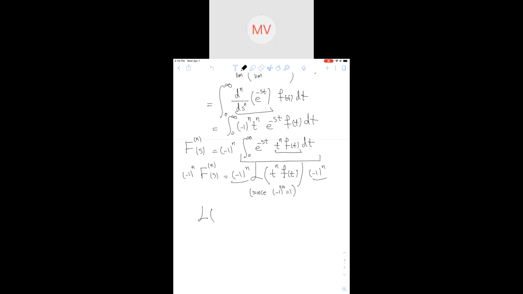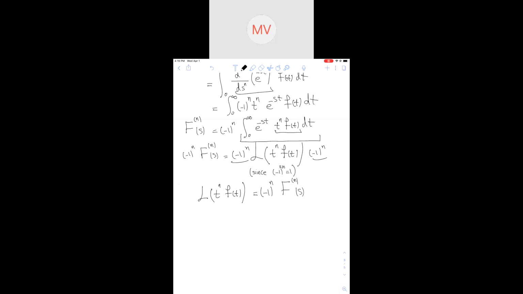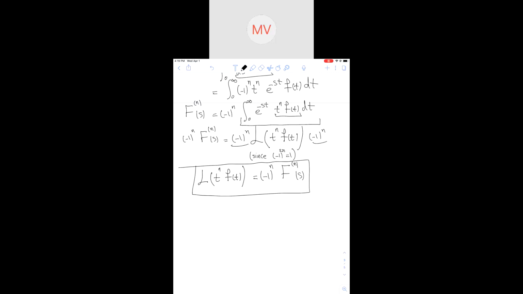So I'm going to start with this side. This is the first transition formula. Laplace of t to the n f of t equals -1 to the n, nth derivative of F of s. I don't think this formula is in that table, so you can add it to your list if necessary. Okay, and this works, by the way, this is true for any non-negative integer n.